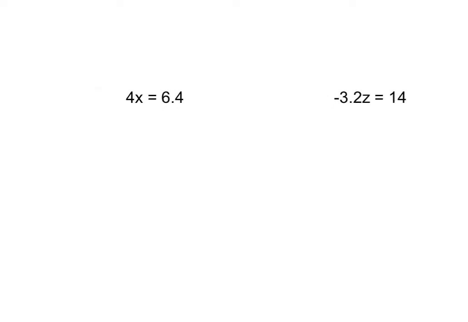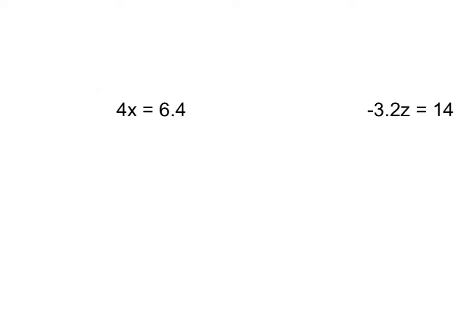All right, 4x equals 6.4. So what we're going to do here is divide both sides. We're picking division because 4 and x next to each other means 4 times x, so we have to divide. And 4x divided by 4, we'll have these cancel, so we're going to do that.